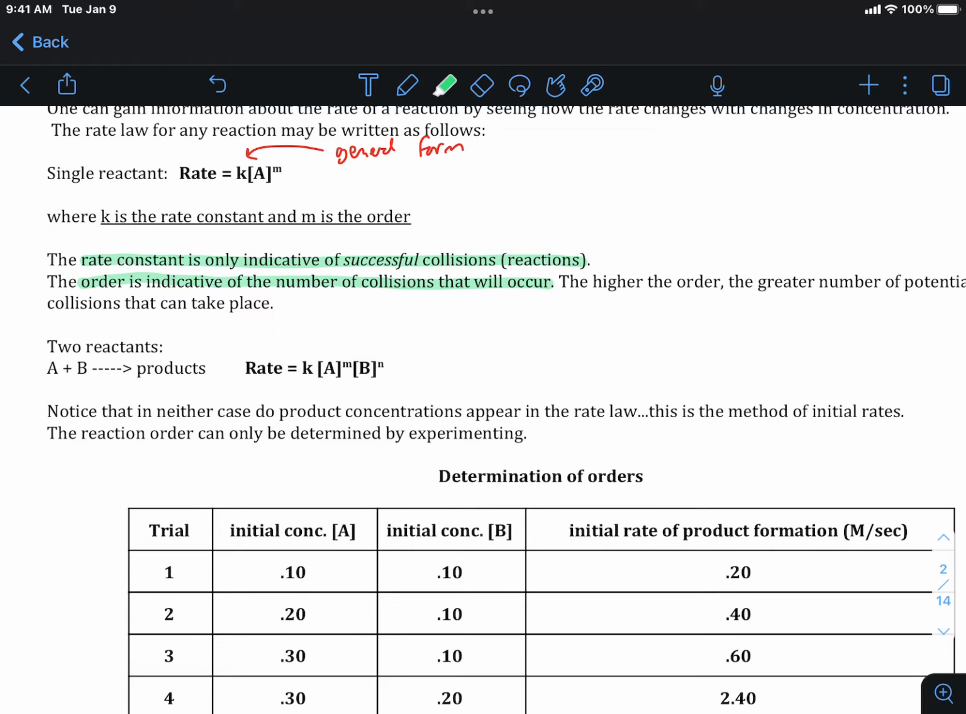If there are 2 reactants, then your generic rate law expands and you add a second term. Generically, we'll just call that term B, and the order of B is the variable n, the letter n. So to find the rate law, we would take the product of the rate constant times A raised to the order m times B raised to the order n.